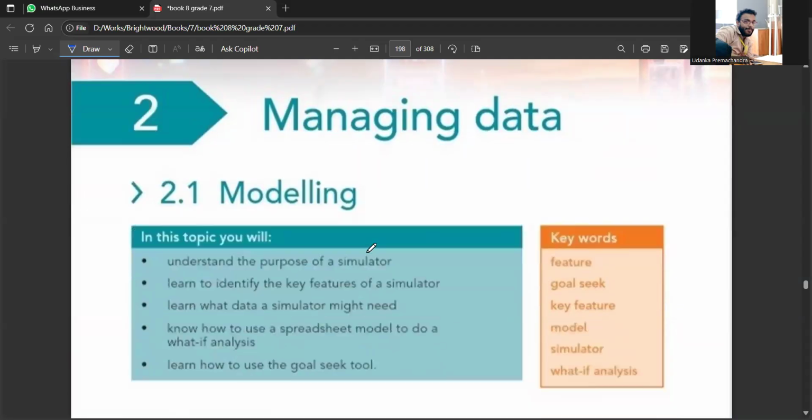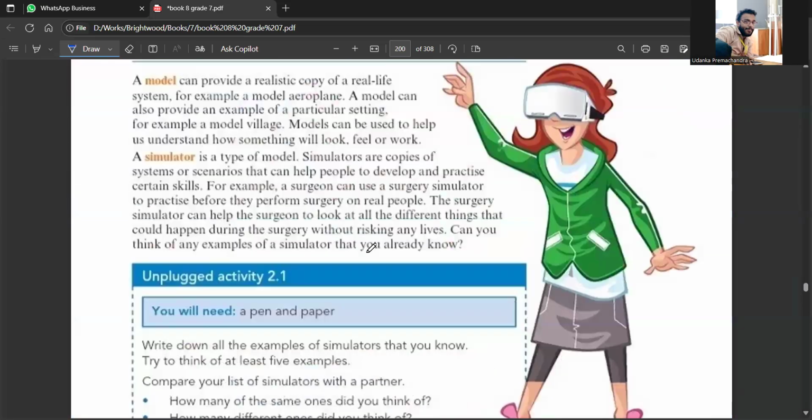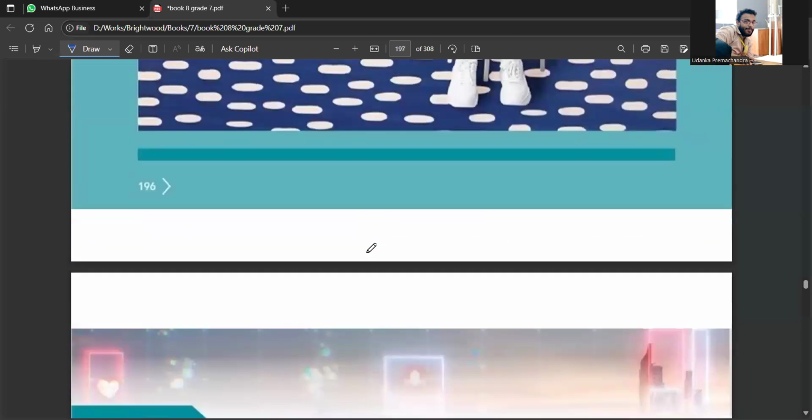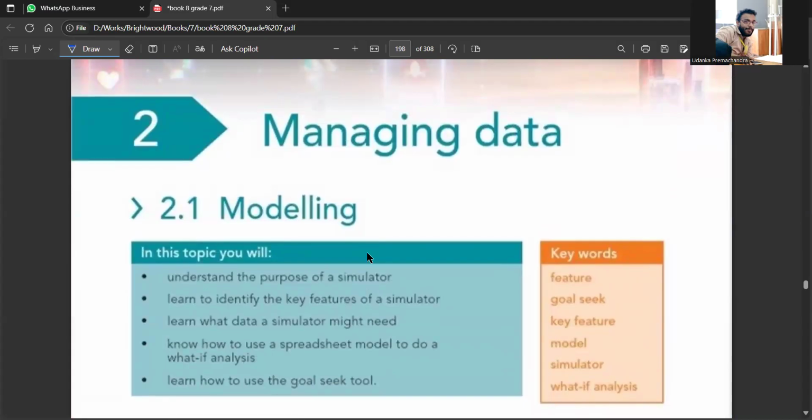Next, shall we move to the new part regarding modeling? There should be simulators with the modeling. Please write down the second part on manage data. The second lesson is manage data, and the subtopic is modeling. Okay, write it, please.